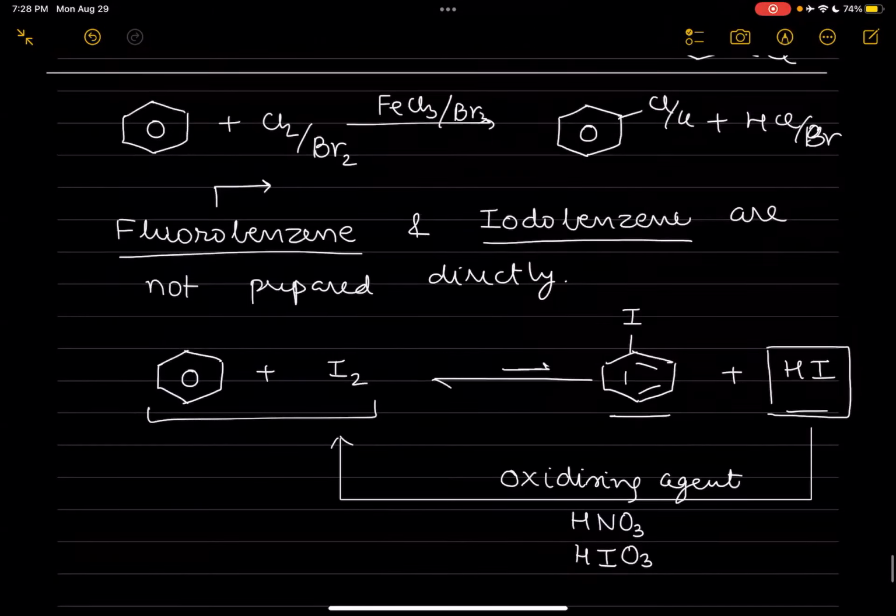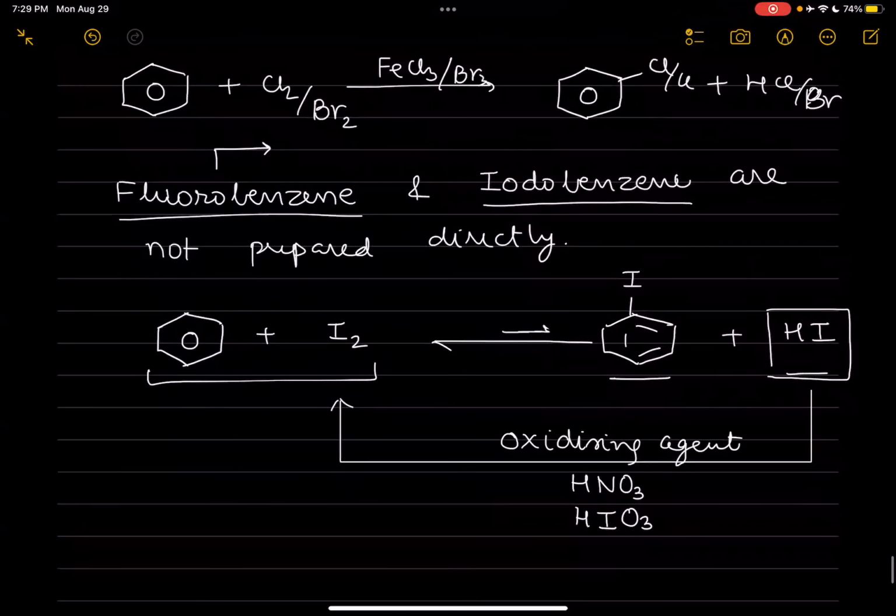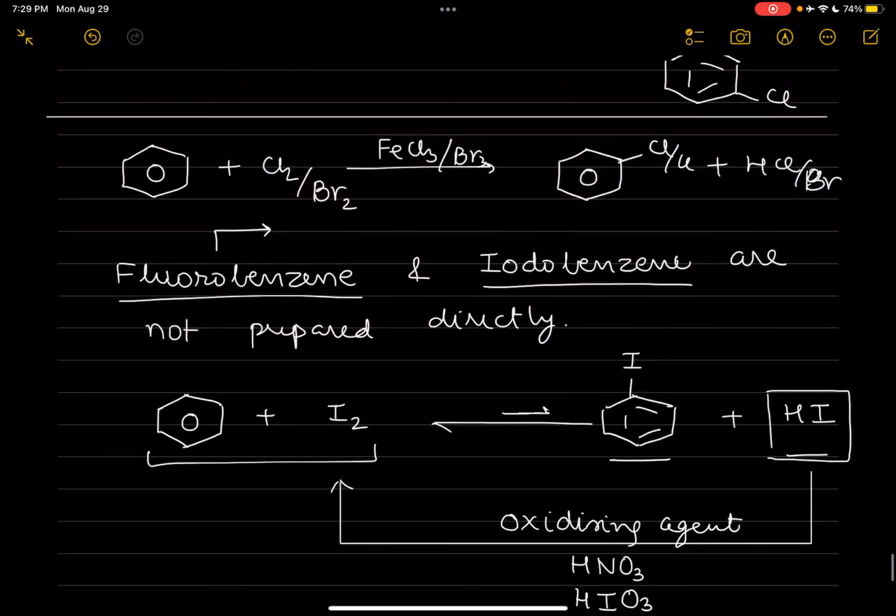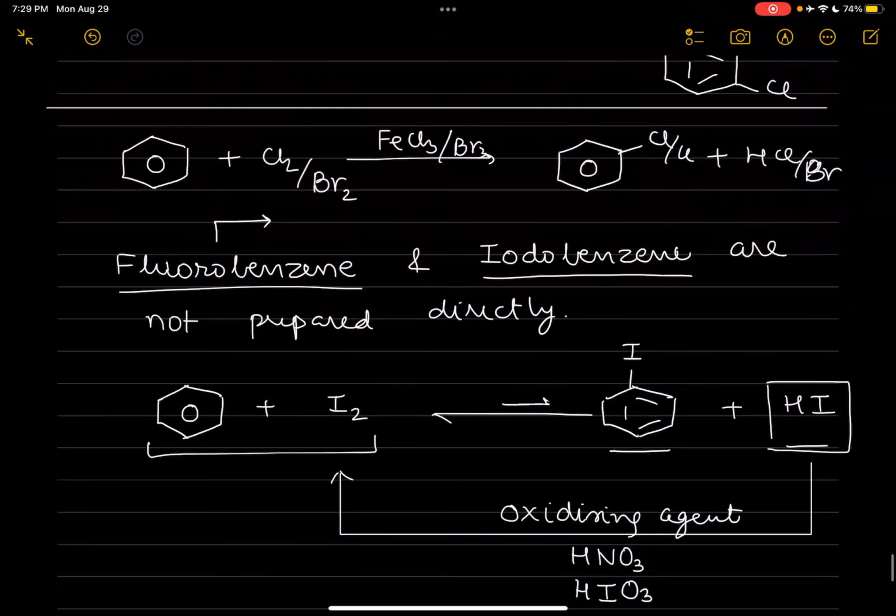So iodination of benzene ring, mostly it is not prepared directly, because what is the reason? Iodine is very less reactive and the reaction doesn't complete. On the other hand, fluorobenzenes are also not prepared directly by taking F2 and benzene, because fluorination is highly exothermic and an uncontrollable reaction.